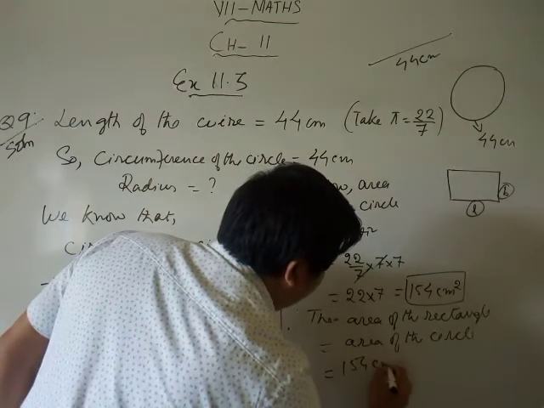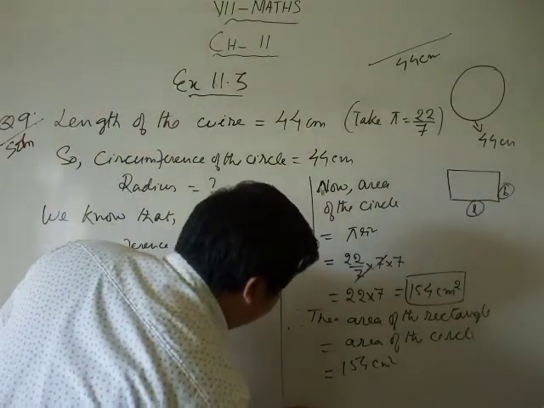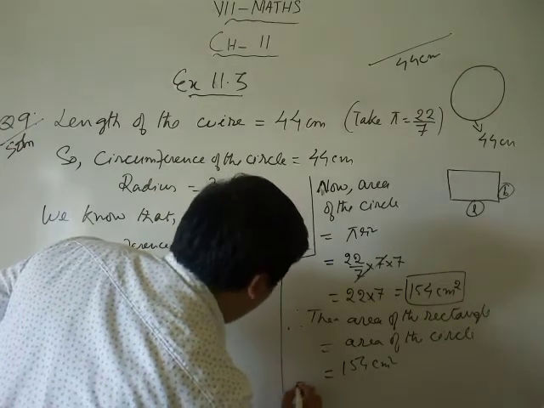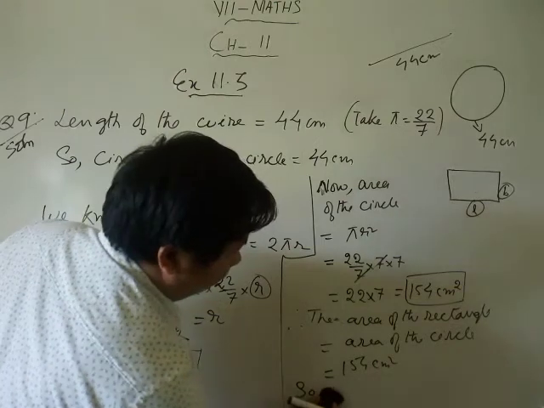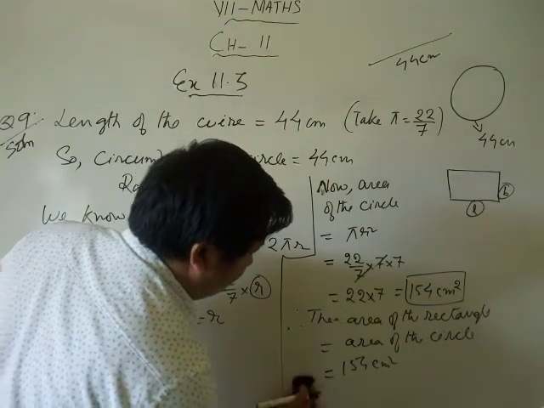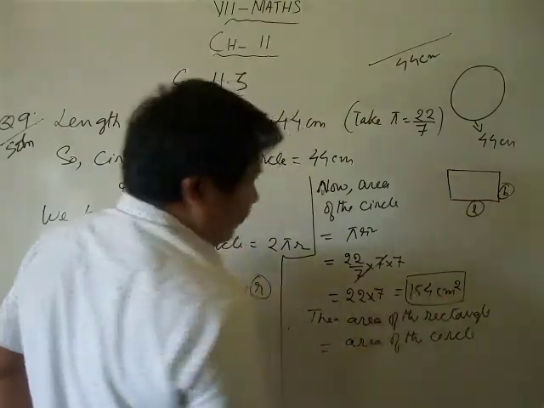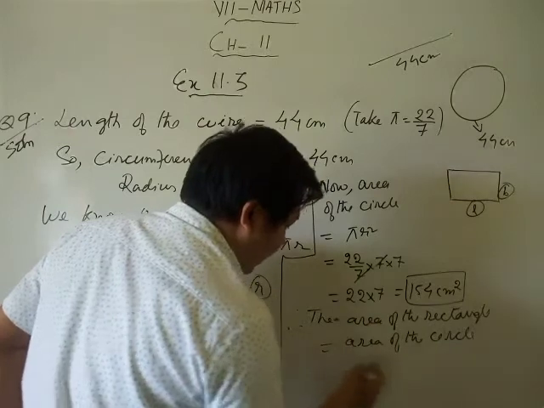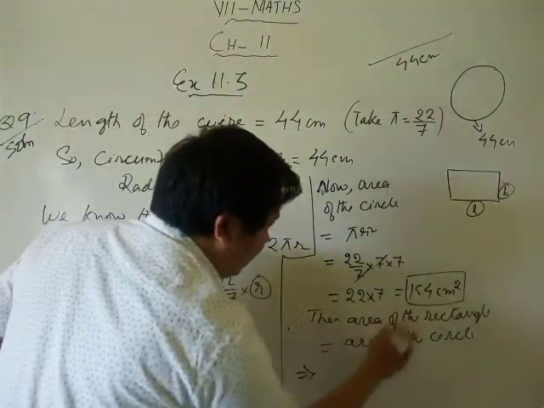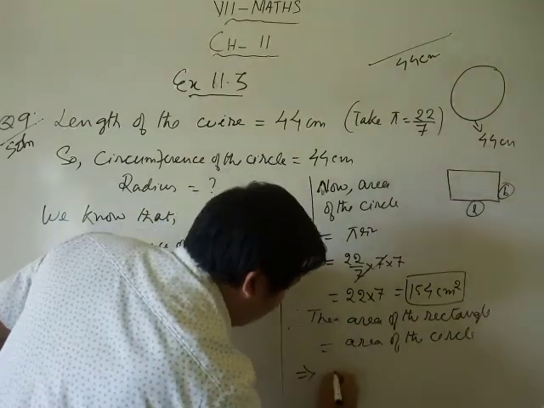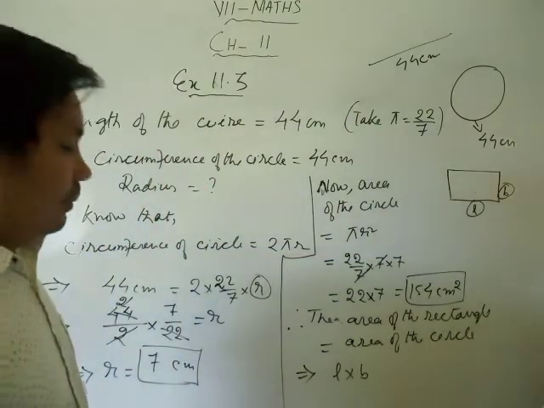That means the area of the rectangle is equal to how much? 154 centimeter square. So my dear student, I'll write this. Now we got the area of the circle here, 154 centimeters square, and we put it in here. It implies that the area of the rectangle, we know, is length into breadth. Okay, length into breadth.